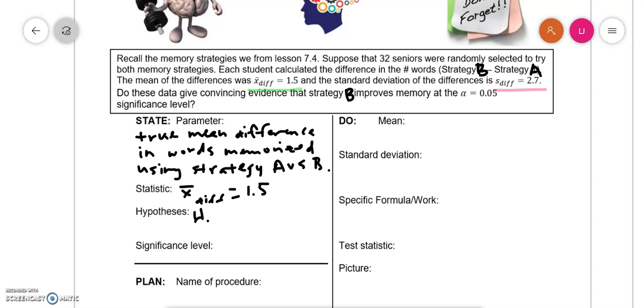Our hypotheses: our null will be that there is no difference between these two, so our mu difference is 0. Our alternative is that there is a difference, and specifically we want to know if strategy B improves, which means we remember more words with strategy B. We're doing B minus A, as you can see here. So if we remember more words with B, then our mu difference is going to be positive. All right, and the significance level is 0.05.